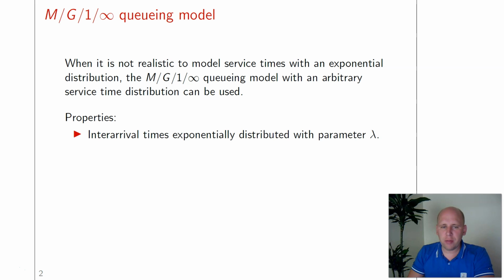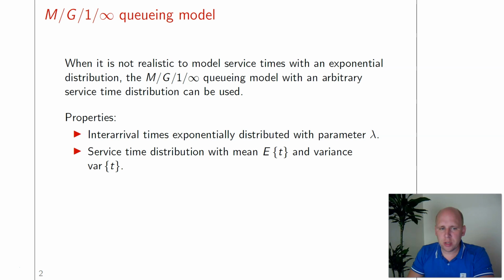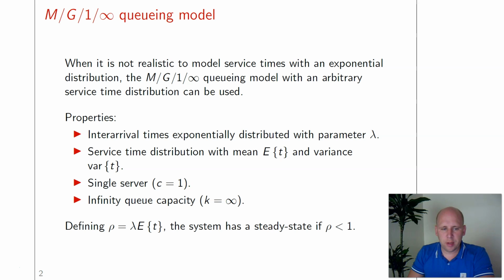So we still have interarrival times that are exponentially distributed, and we now have an arbitrary service time distribution with a certain mean and a certain variance. We have a single server, and we assume that the queue capacity is infinite. Then we define rho as lambda multiplied by the expected service time, and this needs to be smaller than 1 in order to have a steady state. For instance, if 2 customers are arriving per hour, then the mean service time should be less than half an hour in order to have a steady state solution.